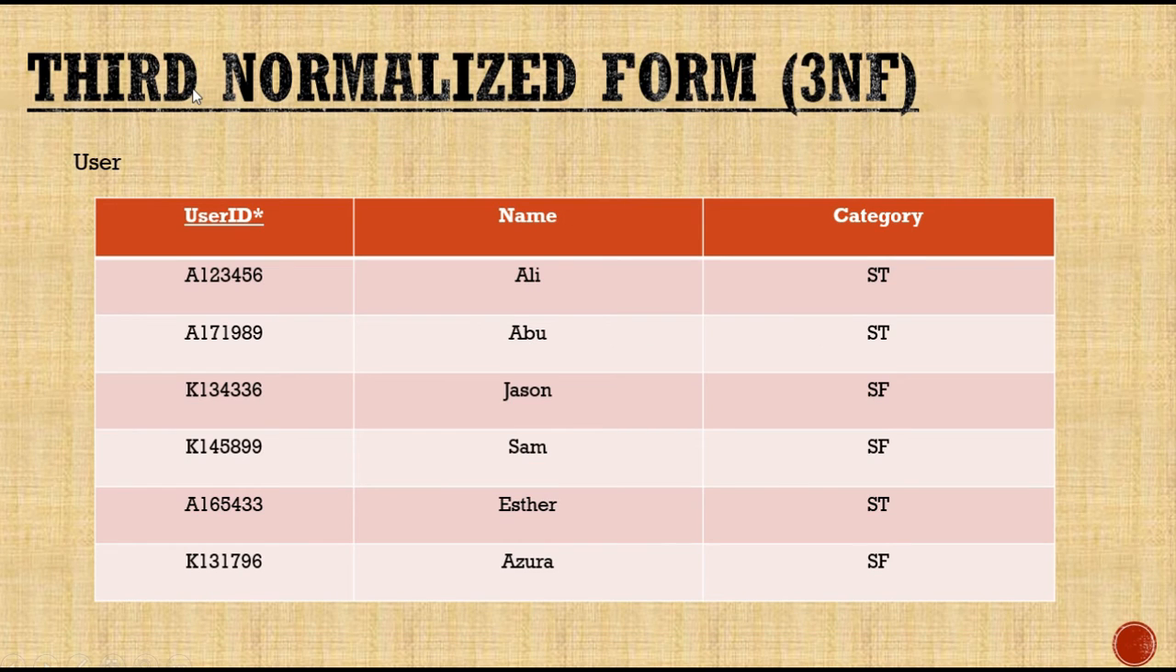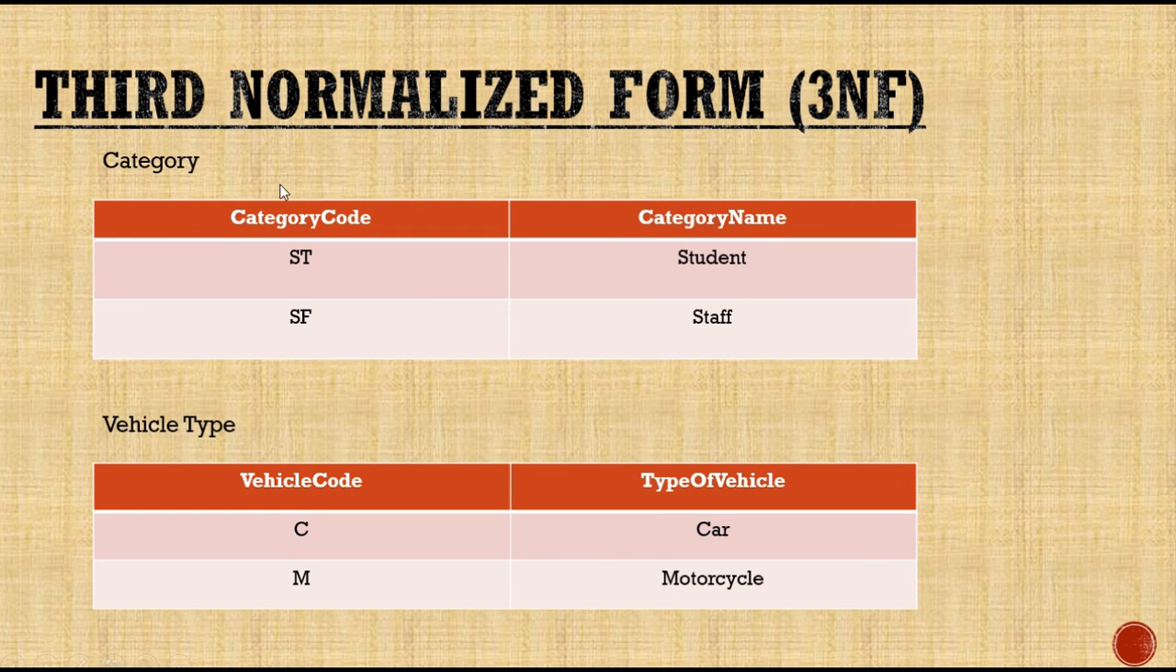From the third normalization process, we have formed 7 tables from our traffic system ERD diagram. Before I start to introduce all of the tables, I would like to mention that the user ID and the plate number are the primary keys of our ERD diagram. So the first table is the user table. The user table contains user ID, name, and the category as the attributes. The second table is the category table. The category table contains category code and category name as the attributes. The third table is the vehicle type table, which contains vehicle code and type of vehicle as the attributes.